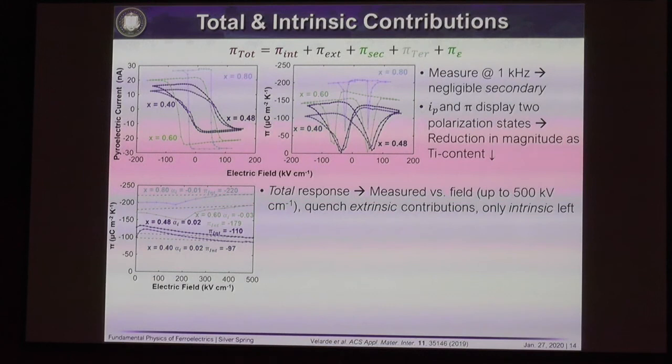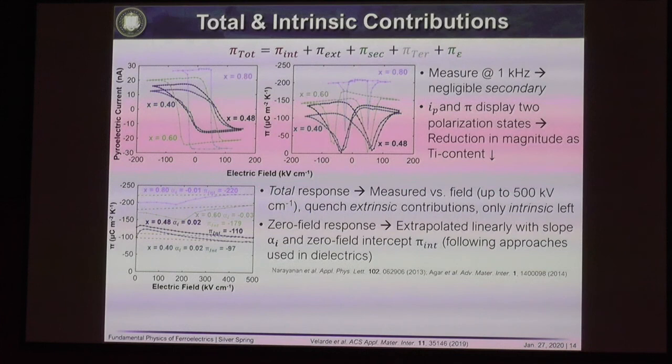What we did instead was to do these measurements as a function of applied field, where if we go to high enough fields, we can effectively quench out extrinsic contributions. So here are these pyroelectric coefficients measured as a function of increasing DC field in the system, such that we're only left with the intrinsic behavior in these systems. And there are a number of papers in the literature that do these sorts of things, and then you can extract back from this, using a linear extrapolation method, an intrinsic zero field value for your sample.